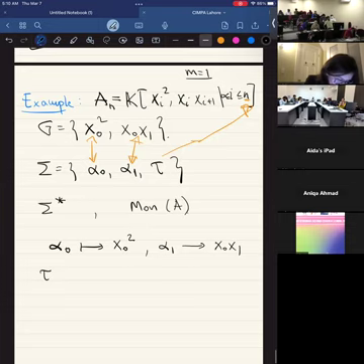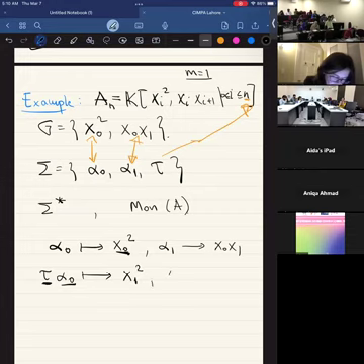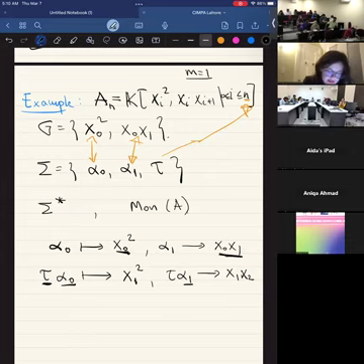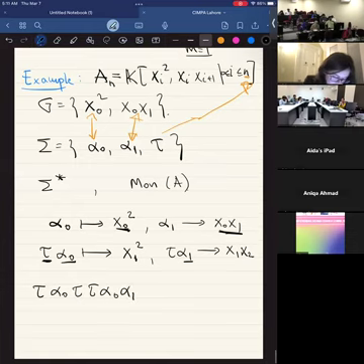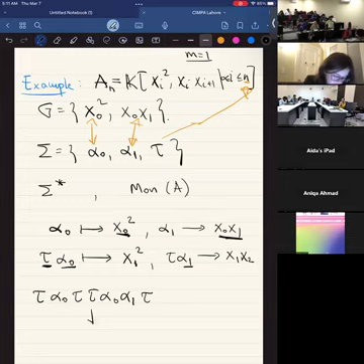Now tau alpha 0 will get mapped to x_1 square. Whenever I have a tau to the left of alpha 0, I shift the index by 1. Tau alpha 1 will be x_1 x_2, so it shifts everything in this generator. Similarly, let's take tau alpha 0, tau alpha 0, alpha 1, and put another tau here at the end. So this one will go where? When it is at the end, it's doing nothing.